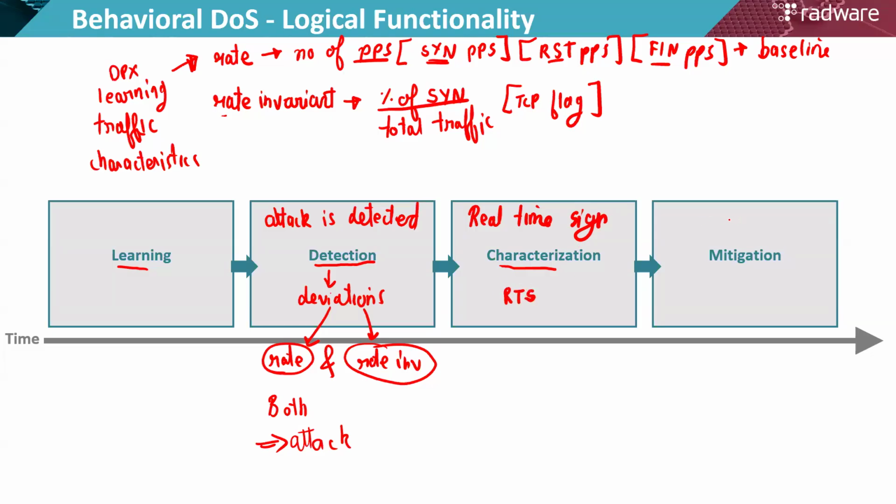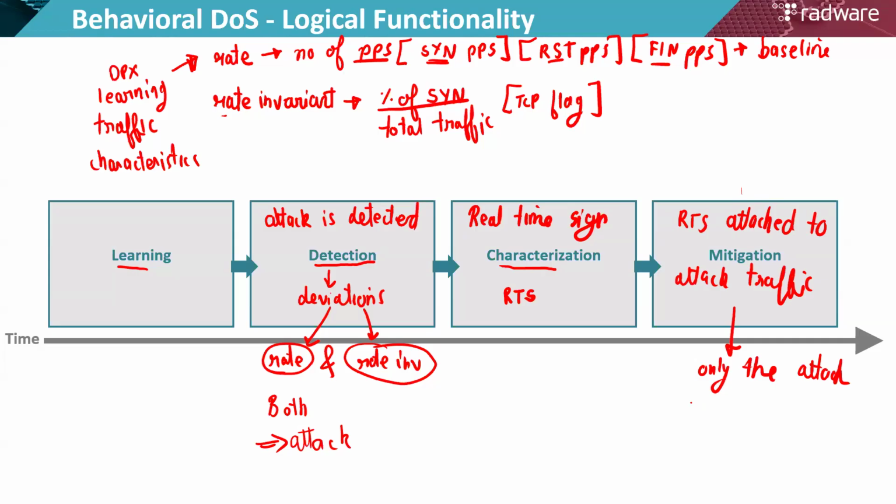Then we have the final mitigation phase. During the mitigation phase, the real-time signature is attached to the attack traffic. Once it is attached, only the attack traffic is dropped, and legitimate traffic is allowed to pass through. So only the attack traffic would be dropped whenever RTS is attached to it, and this happens in the mitigation phase. Now, one more important thing: the characterization phase and mitigation phase are working in a closed feedback loop.